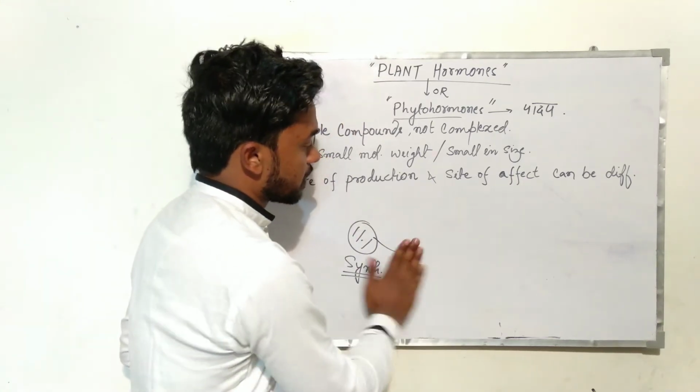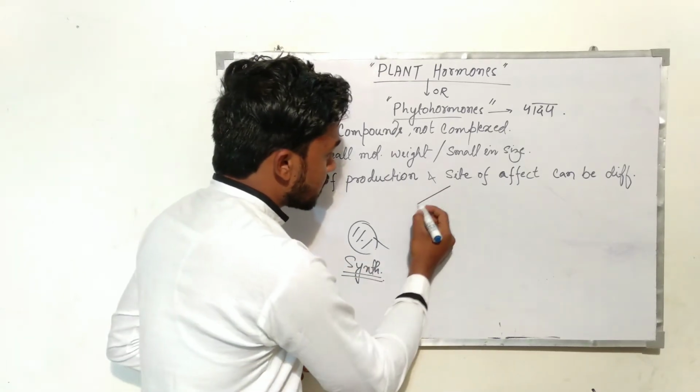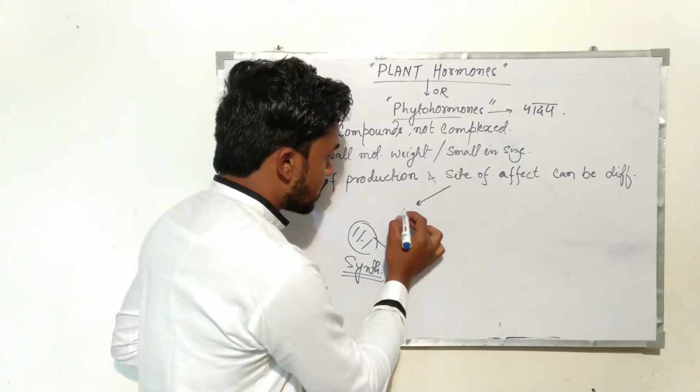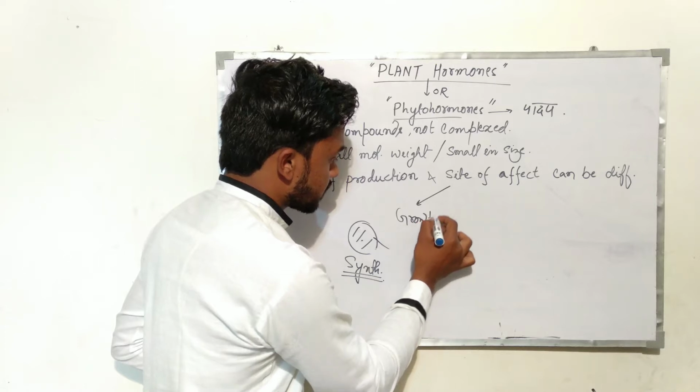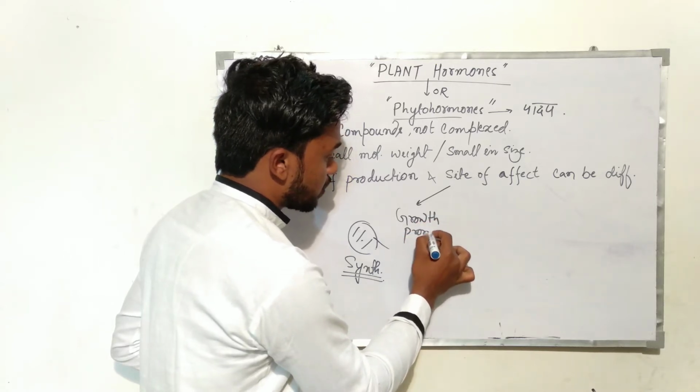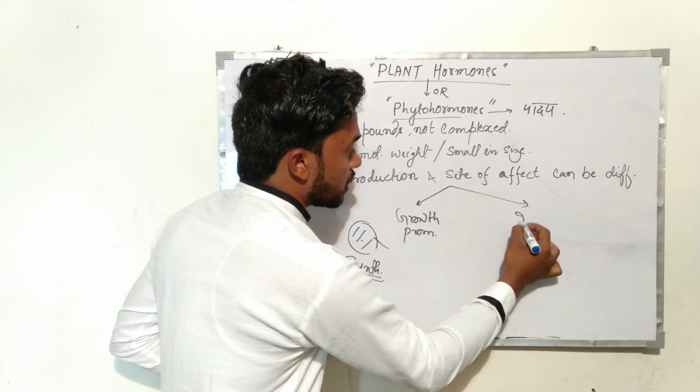Plant hormones are classified into two types, that is growth promoters and growth inhibitors.